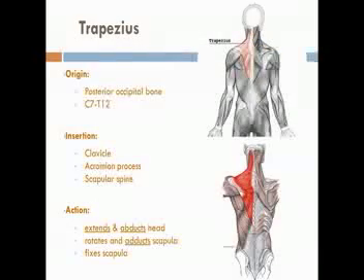Let's get started. The trapezius muscle. This is a large trapezoidal shaped muscle found between the neck and the upper back. It originates in the posterior occipital bone and on the vertebral spines of C7 through T12. It inserts on the clavicle, the acromion process, and the scapular spine. Its actions are to extend, abduct the head, rotate and adduct the scapula, as well as fix the scapula.